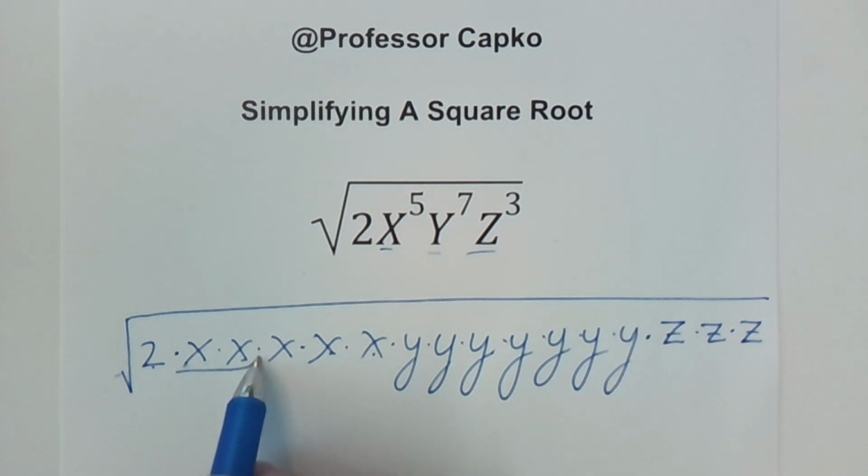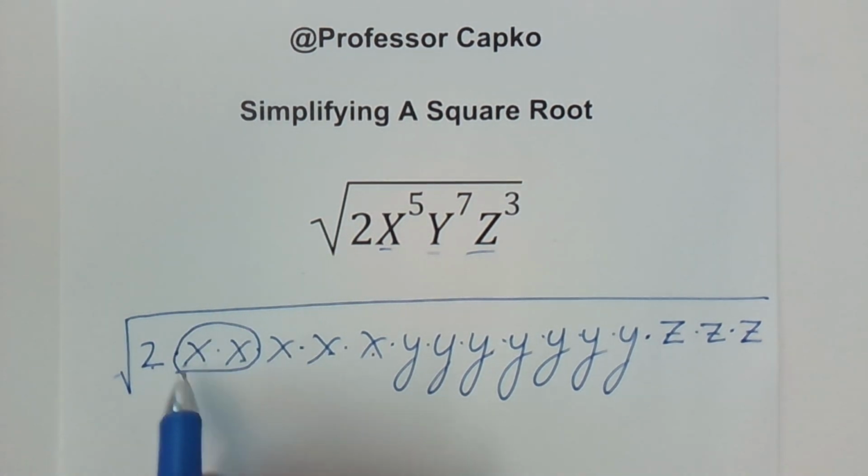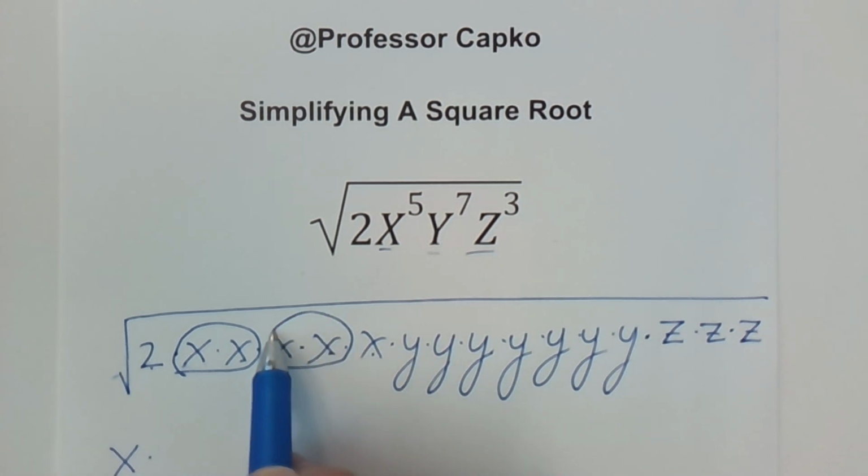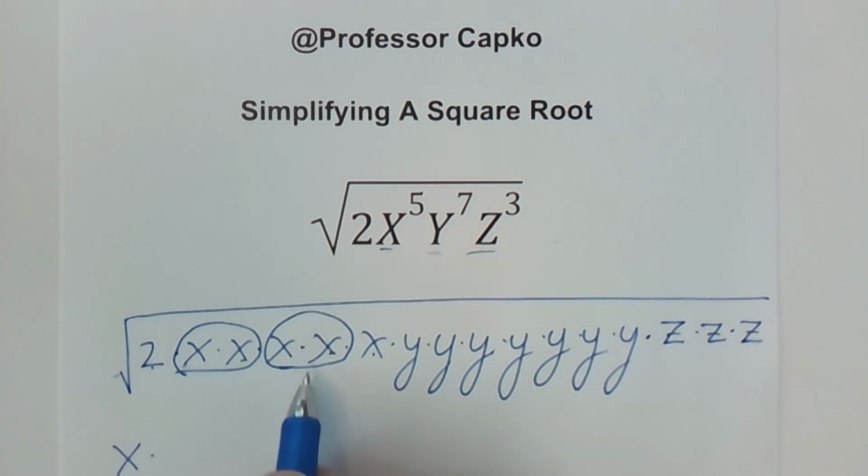Here's 2 x's. A pair of x's, I'm going to circle it. I'm going to write that on the outside here, x. Don't forget to write it here with a multiplication because whatever else is next to it, we're going to multiply. I've got 2 more x's here. A pair of x's I'm going to circle. 2 x's becomes 1 when it comes out from the radical. There's a single x here. It does not have a pair, so I don't touch it. I don't circle it. Move on to the y's.